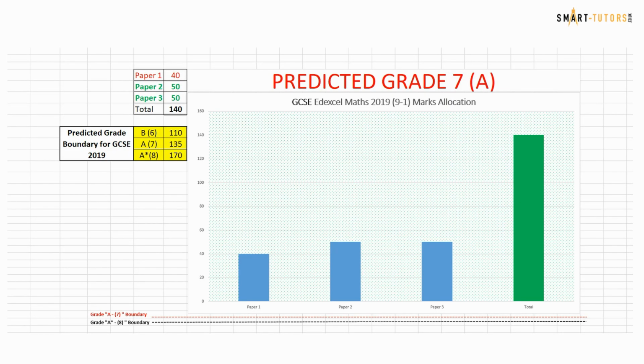Hello everyone. Before we start these questions, let's look at this chart. Our predicted grade boundaries for the maths GCSE. For the B grade, level 6, 110 marks. For A grade, level 7, 135. For A star, level 8, 170. So which means you already completed one paper and that is out of 80 marks.